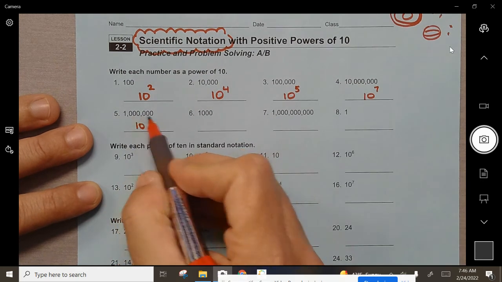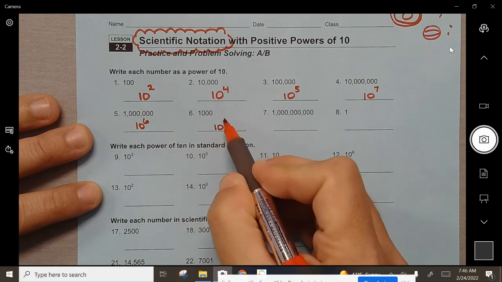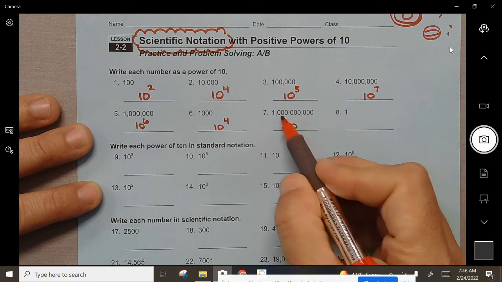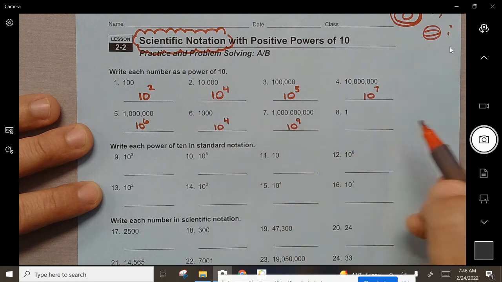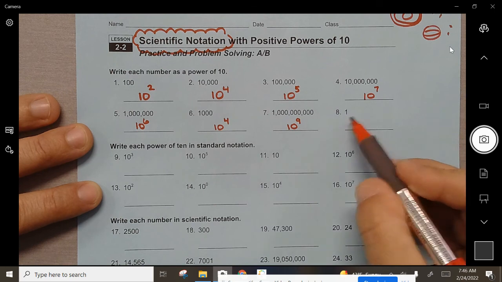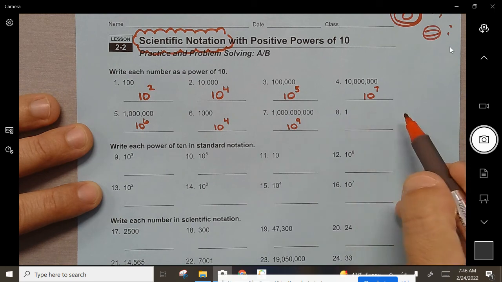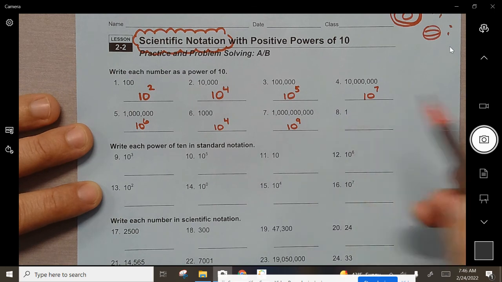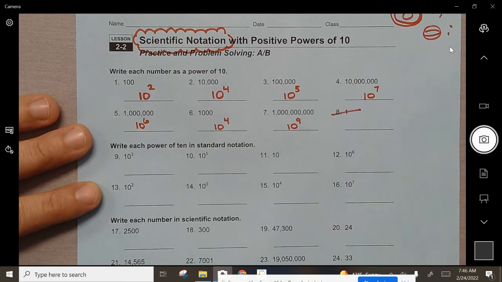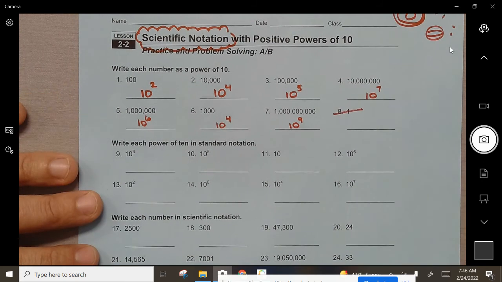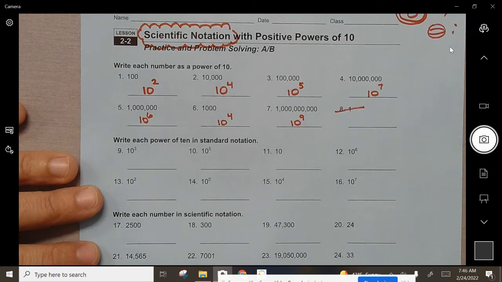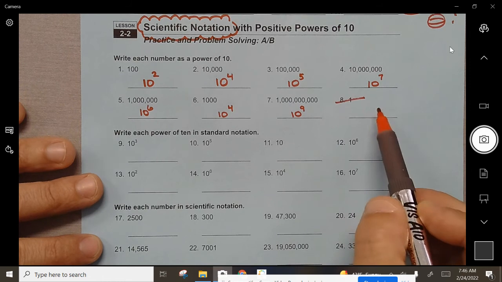10 to the 6th, 10 to the 4th, 9th. Now, what about this one? This isn't any power of 10, right? So we'll talk more about this one in a second. Don't worry about this one now. I don't want to get you confused, okay? Now, if I did have to talk about it, we'll talk about this later. We'll revisit it. Don't worry.